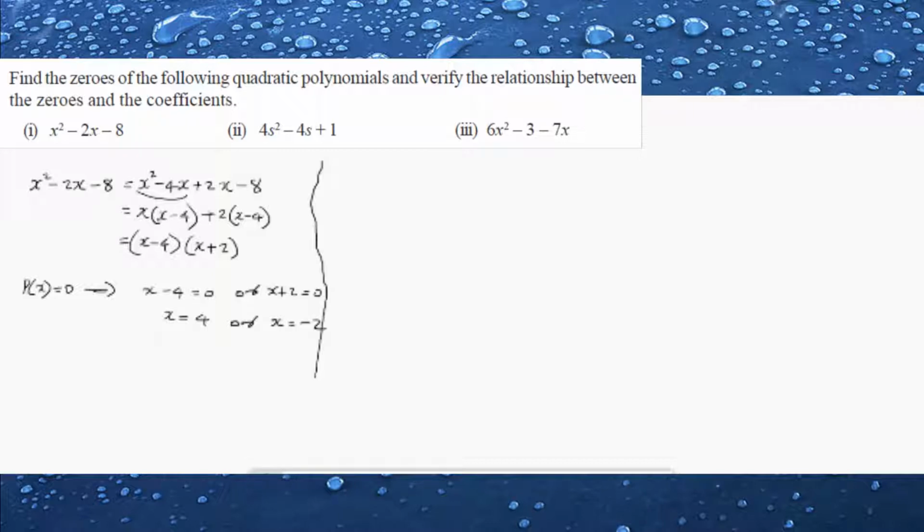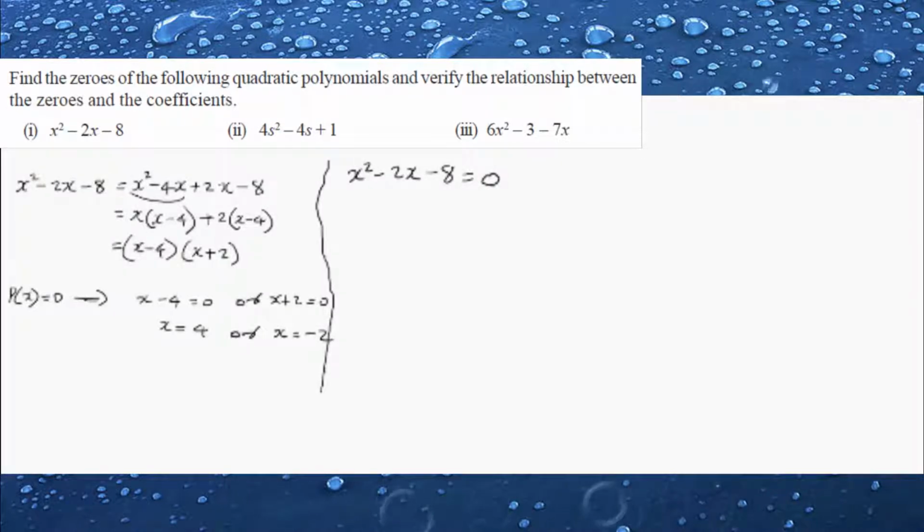Actually this comes under quadratic equations, second degree equations. For any second degree polynomial, you can take the corresponding second degree equation. So for the same polynomial, x square minus 2x minus 8, you take the corresponding equation by setting it equal to 0, because we want the value of x when p of x is equal to 0. So you take x square minus 2x minus 8 is equal to 0 and find the solution of this equation. That will be the zeros of the given polynomial. So one method is like this, by splitting the middle term.